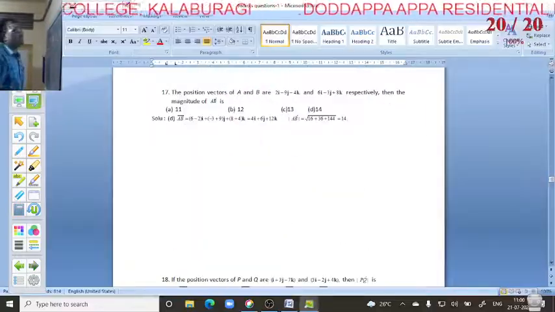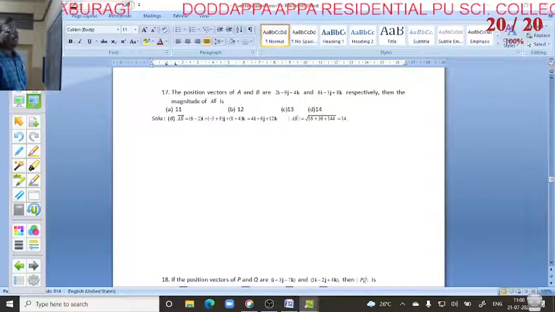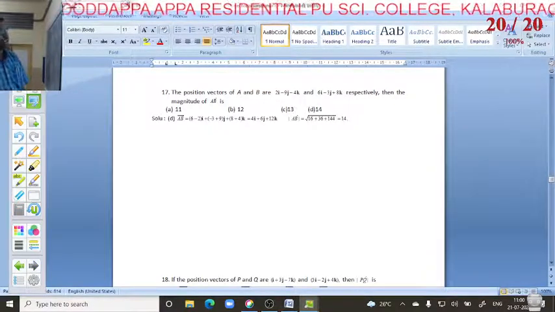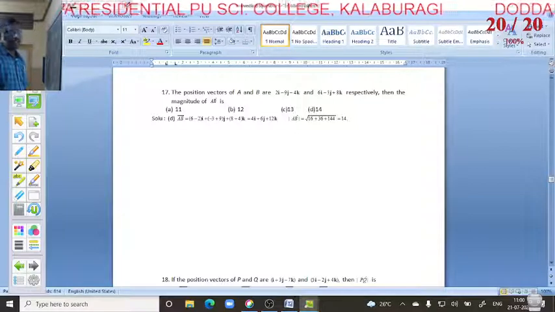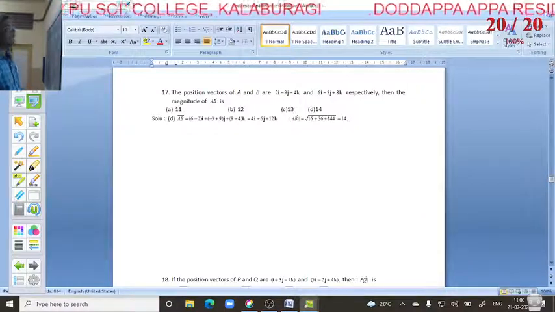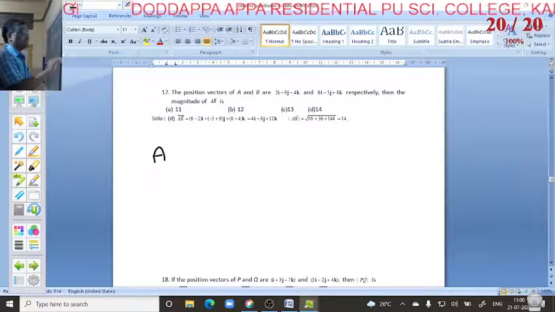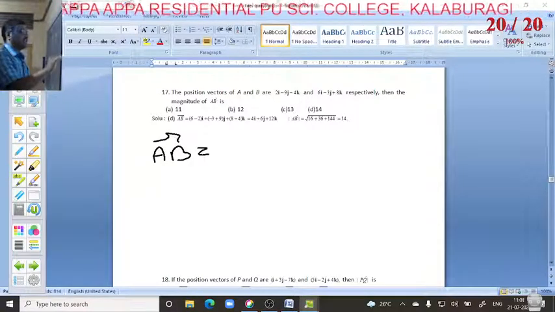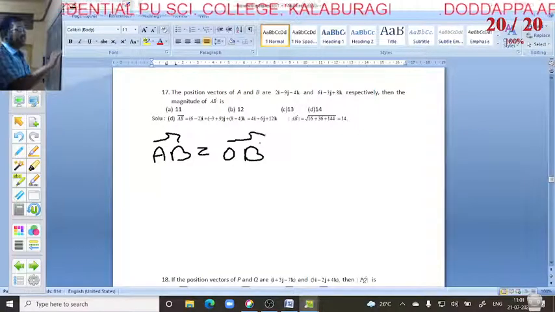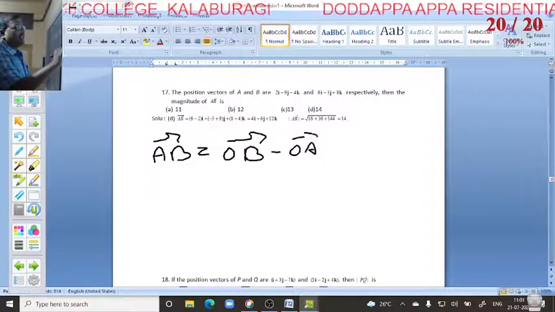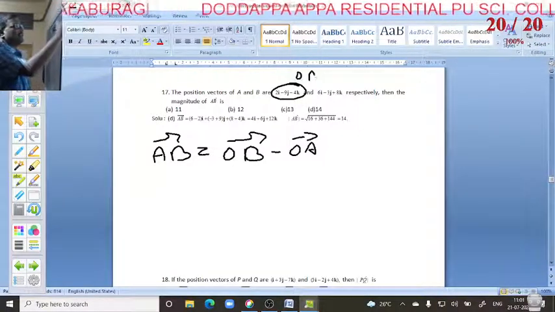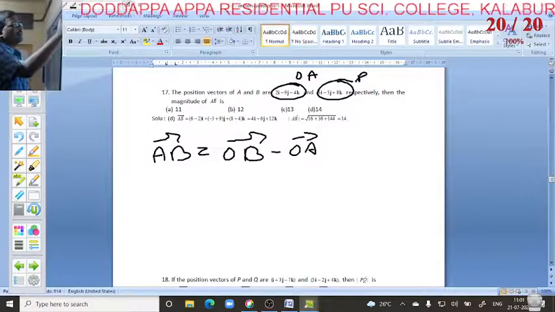Next, 17th. The position vectors of A and B are 2i minus 9j minus 4k and 6i minus 3j plus 8k respectively. Then the magnitude of vector AB is... So first you have to find the magnitude of vector AB. Vector AB means OB minus OA. So here the first one is OA, the second one is OB.